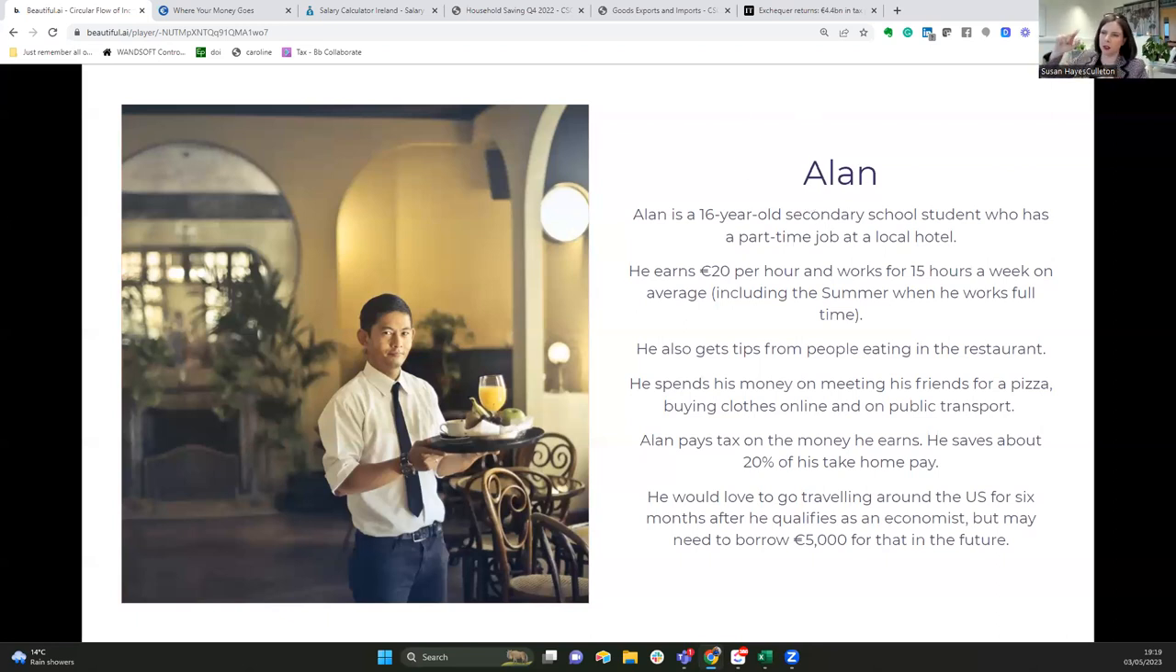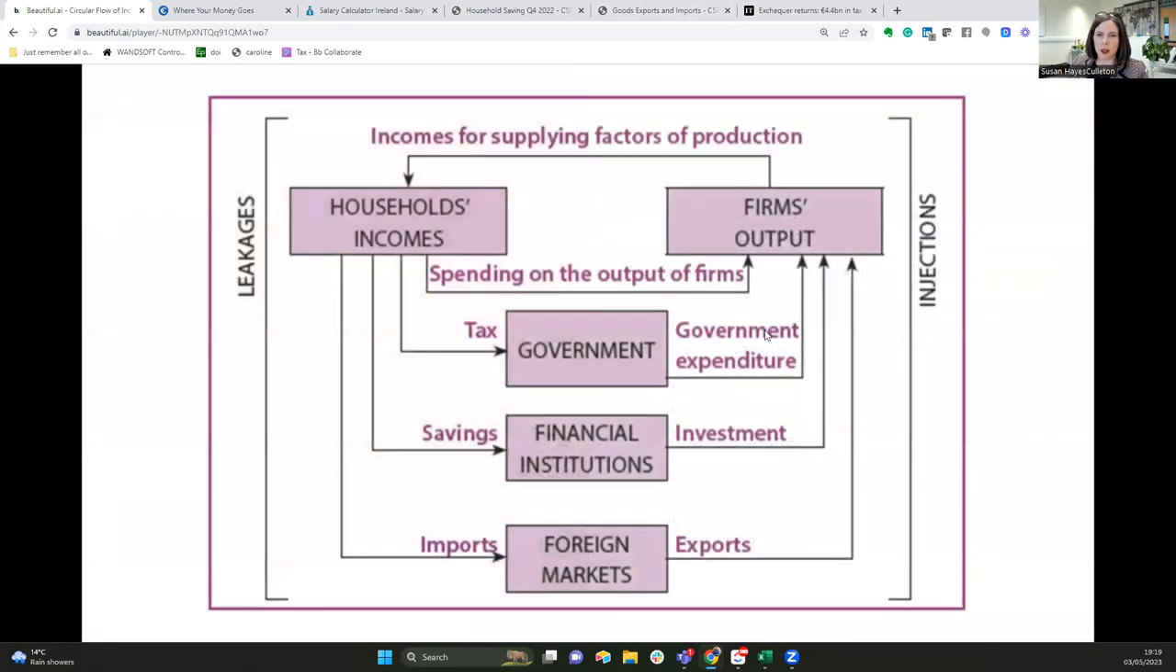Now, what about the other way around? Here we go. In this case, this is the way in which the government has been spending money, for example on salaries and child benefit, etc. On the other hand, what is it receiving in tax?